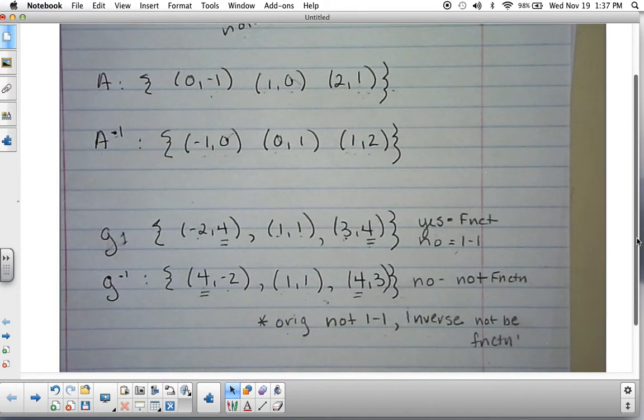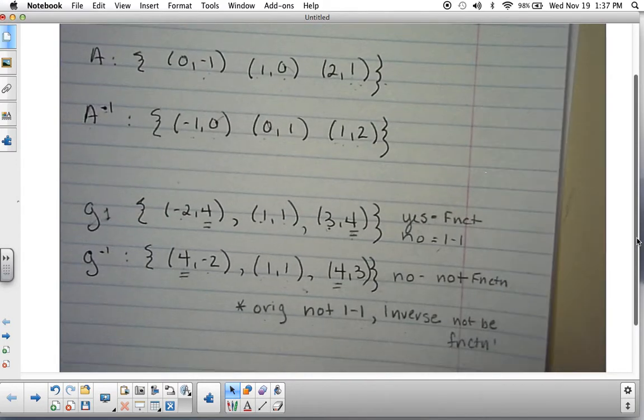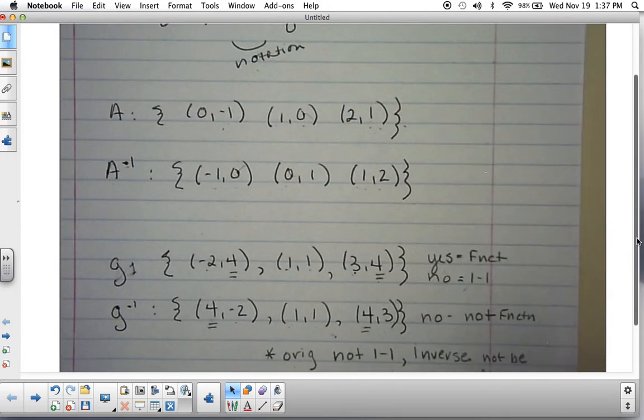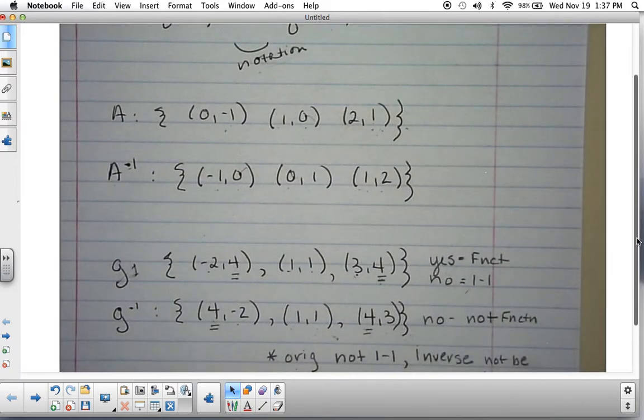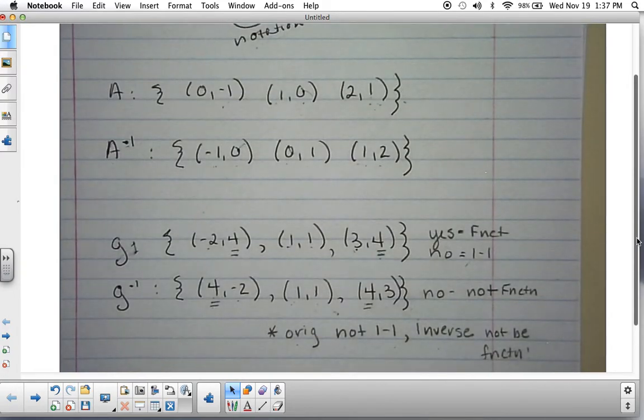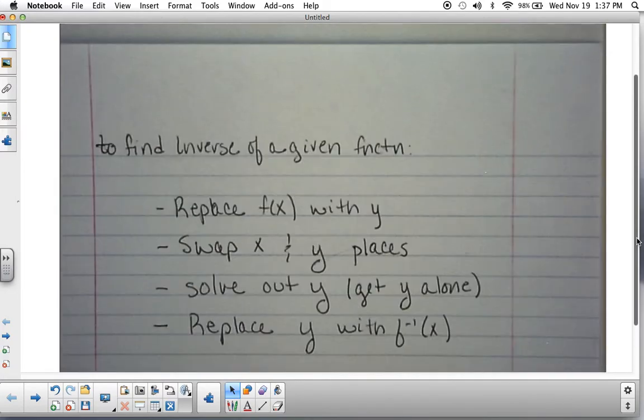Idea number 2 is, to continue on with this idea of inverse of a function, they can also ask you to find the inverse of a function when it's an equation, when they give you an equation of a line or a parabola or a cubic function or something. So our steps to do that, here are your steps.